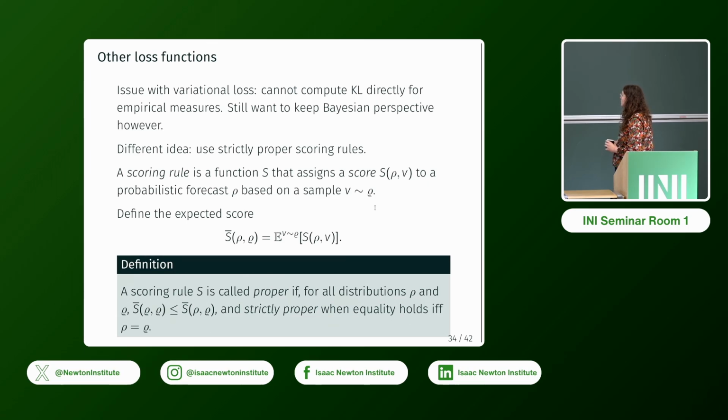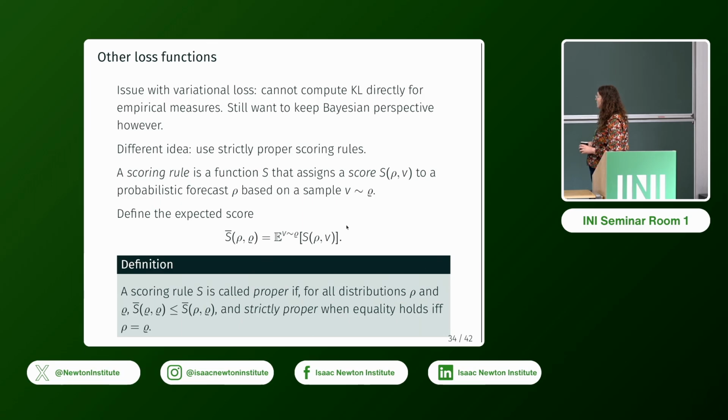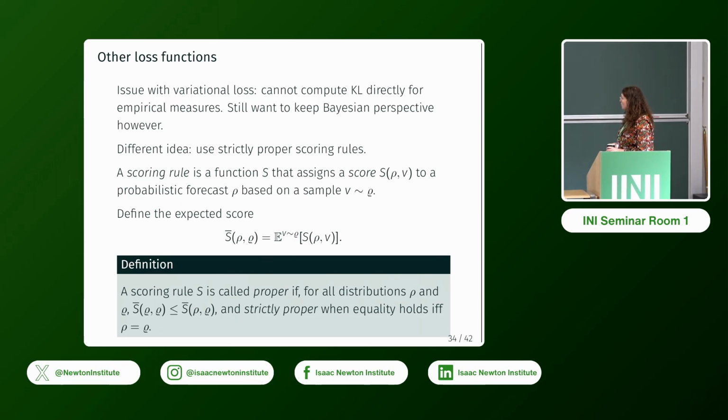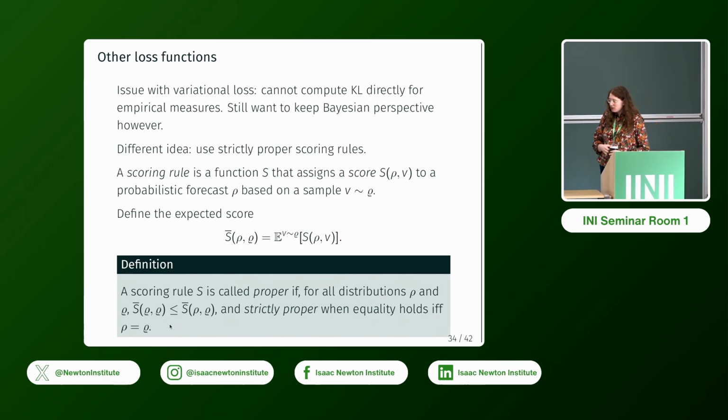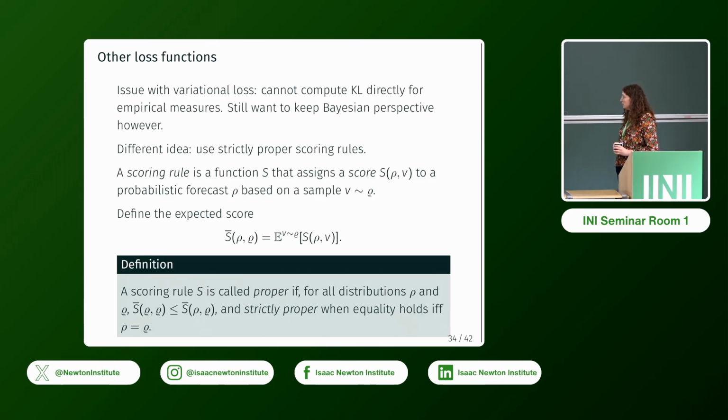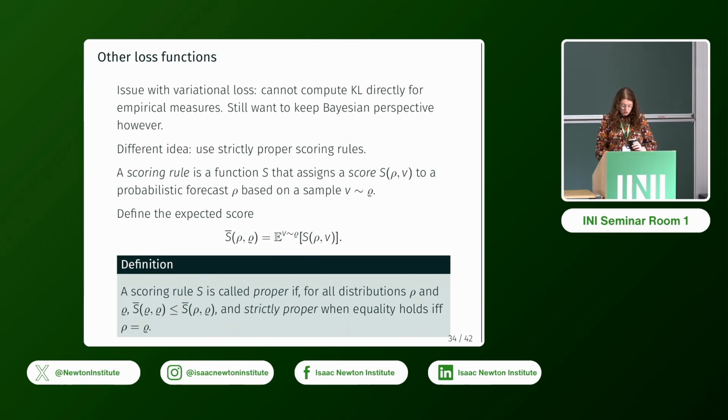And so then we can define the expected score, which is the expectation of this scoring rule when we take the expectation over this second argument. A scoring rule is called proper if, for all of these sets of distributions, we get the lowest expected score if we predict the true distribution that the samples came from. This is an intuitive thing that we would want, right? We want to predict the true distribution of the samples. And then it's called strictly proper when the equality holds if and only if the two are equal.